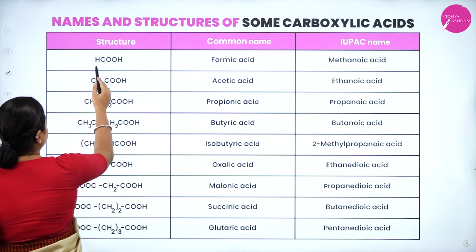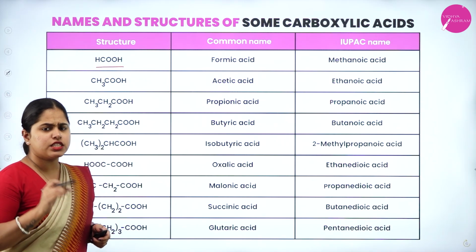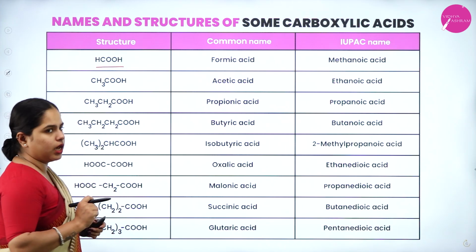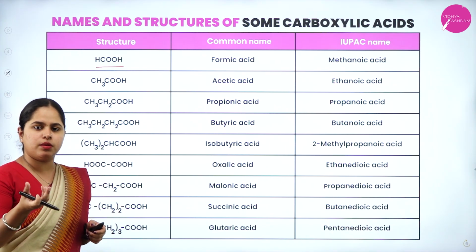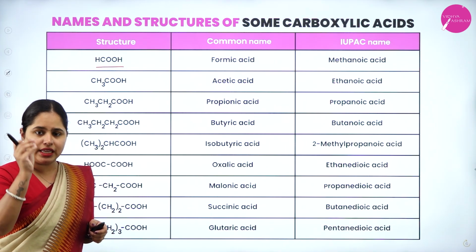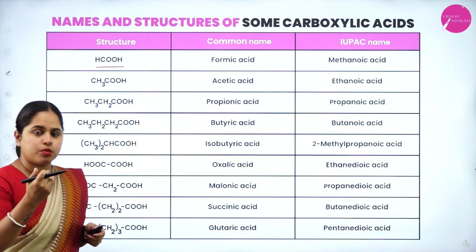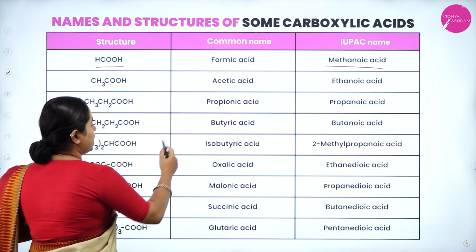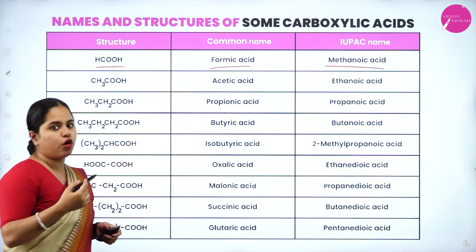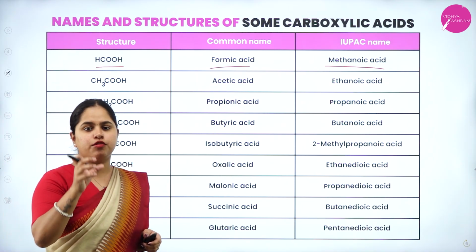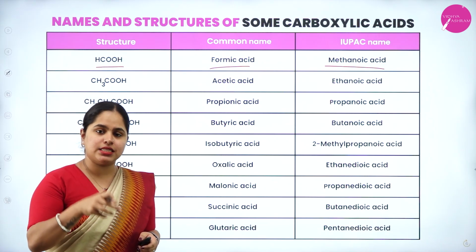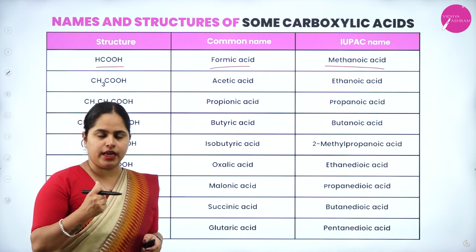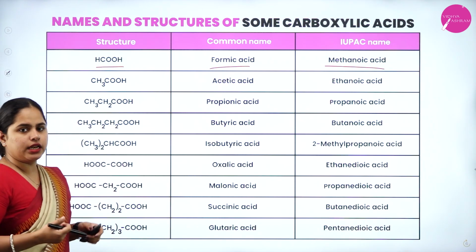The first one is HCOOH. That's the first carboxylic acid and the simplest one, which has only one carbon atom. One carbon atom means which alkane? It will be methane. So the E in methane has to be replaced by oic acid, and the IUPAC name will be methanoic acid. The common name is formic acid, which comes from the name formica, obtained from the red ant. That is the acid which is present in red ant. The Latin name for ant is formica, and from that you get the name formic acid.